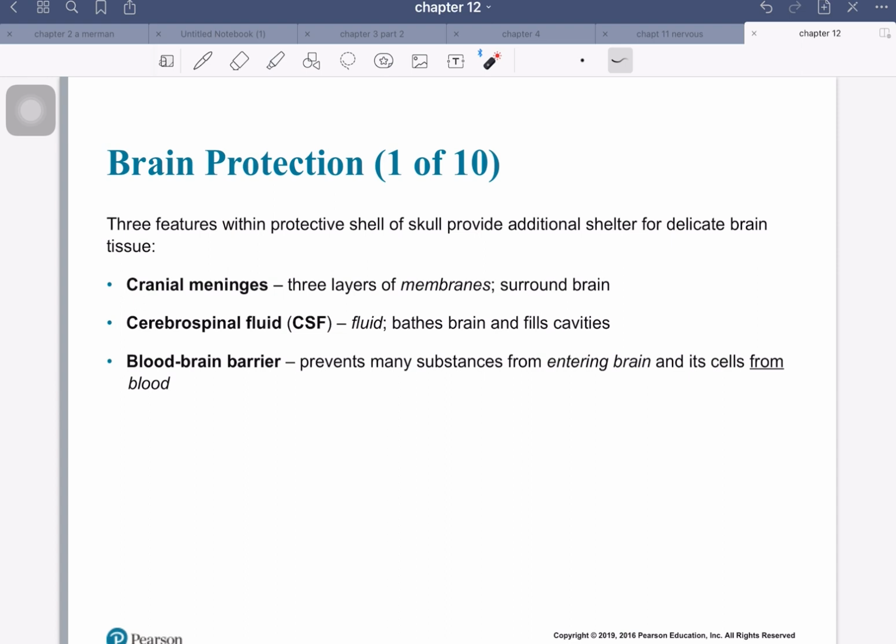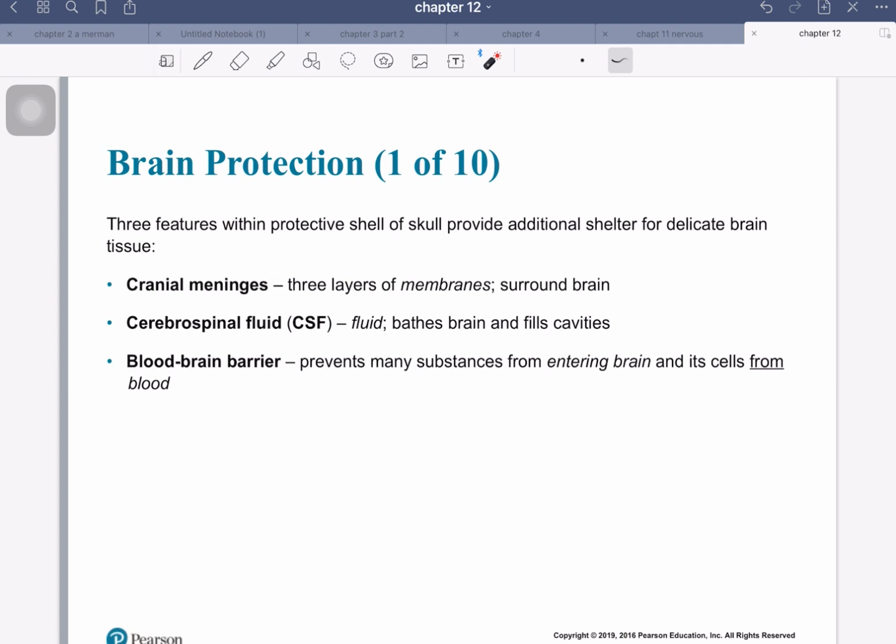And the cerebral spinal fluid also helps to float the brain within the cranial cavity, because otherwise the brain would be sitting down on the inside of the skull, pushing up against that skull, and that could lead to potential damage. So it's almost like a bubble wrap also.